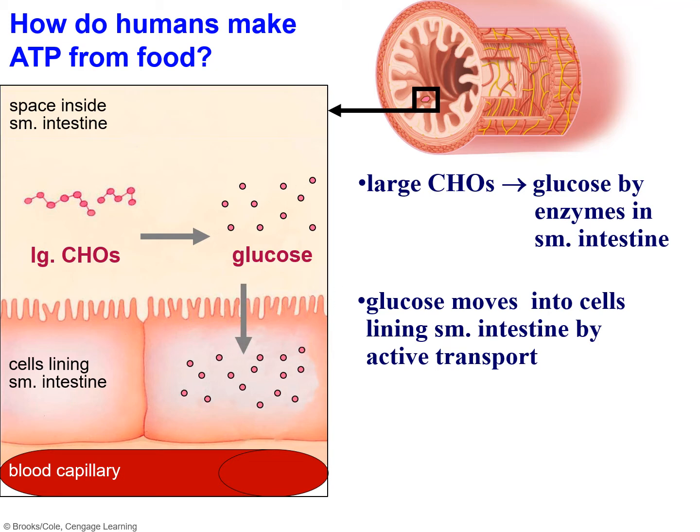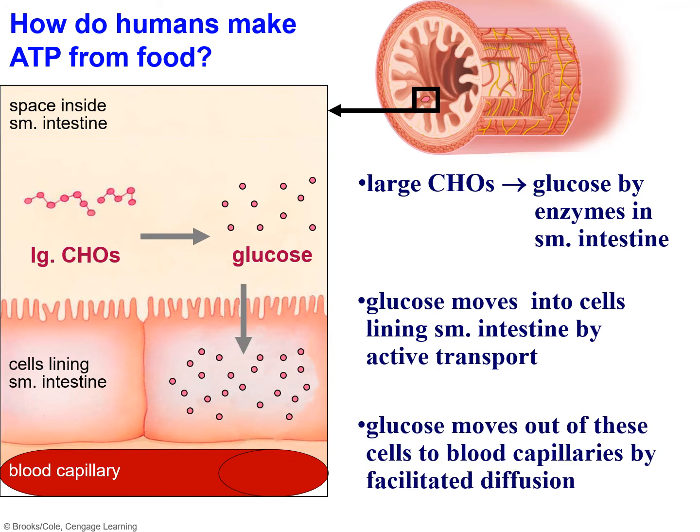Glucose then will move out of these cells to blood capillaries by facilitated diffusion. Remember that facilitated diffusion requires the use of a protein. We can use passive transport in this case because the blood capillary will always have less sugar in it than the cells lining the small intestine.